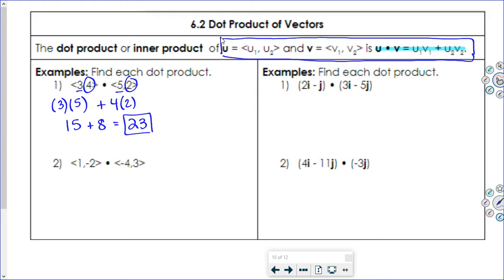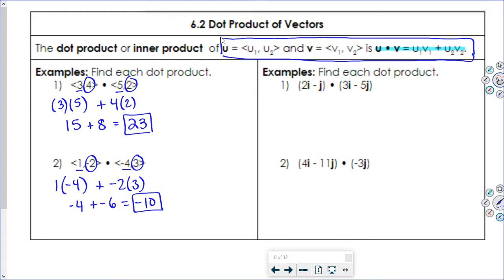If you look down below, number 2, same concept. We're going to multiply our horizontal components. We're going to multiply our vertical components. And then we add them together. So you have -4 plus -6, which gets you a dot product of -10.